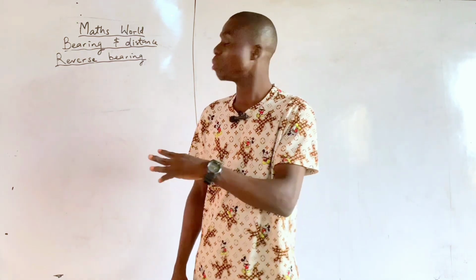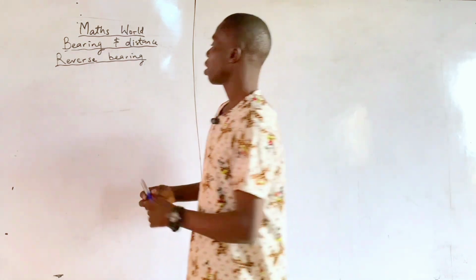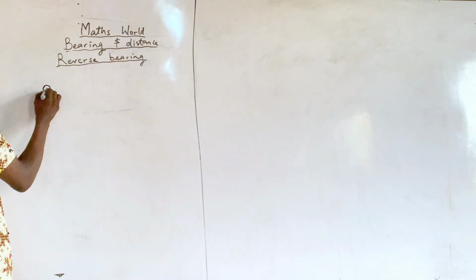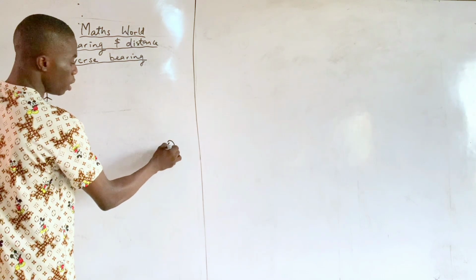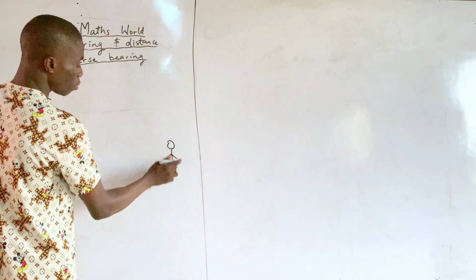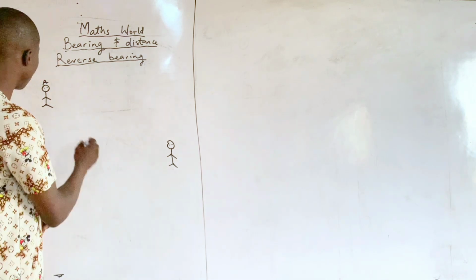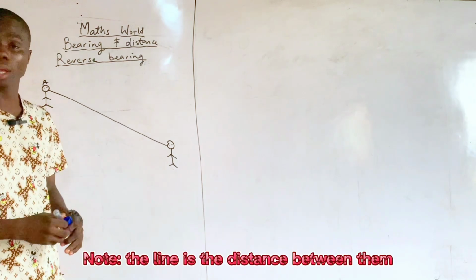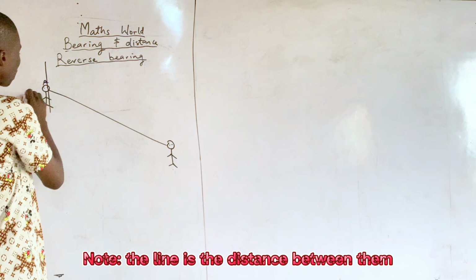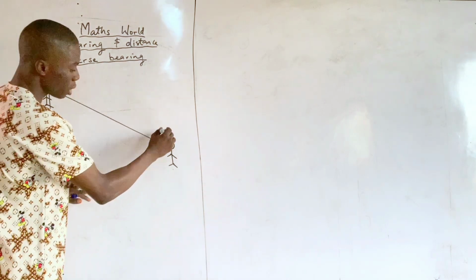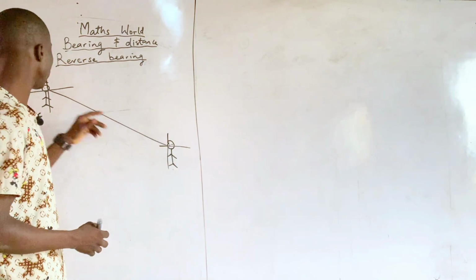If you hear the word reverse, what does it mean? It means you are reversing something back, you are taking something back. Now, if we have an object A here, an object B here, remember there is something that connects these two things together, which is the bearing. This line will connect these two together, and we have north, south, east and west on top of the place where the person is, and this one also has the same north, south, east and west.